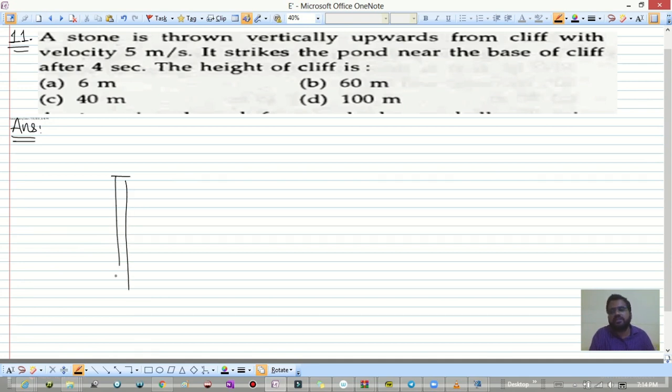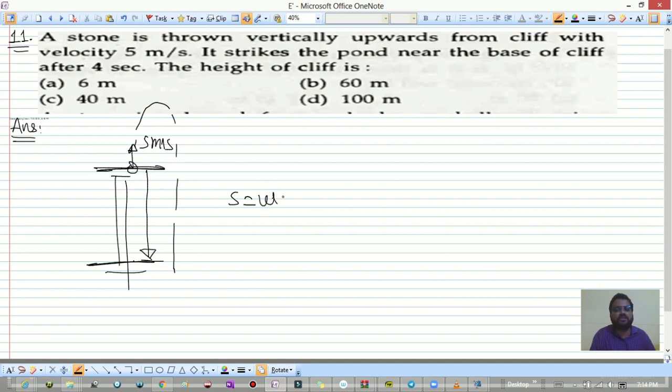Likewise, 11th one, a stone is thrown vertically upward from the cliff. So this is the cliff given. It is thrown upward with some velocity 5 meter per second. So it will go up, it will come down. So use S is equal to displacement, initial point and the final point one, right? Displacement in the downward direction. So S is equal to ut plus half at squared. Everything you know, you can calculate the displacement.